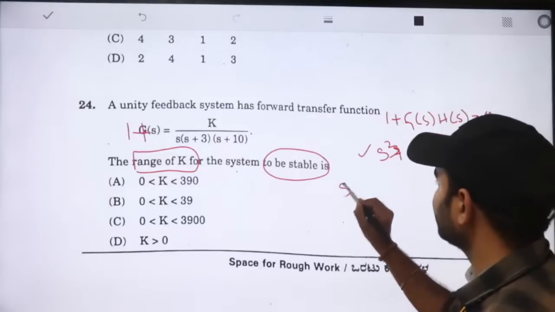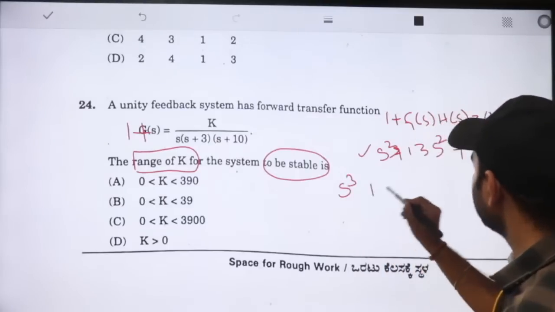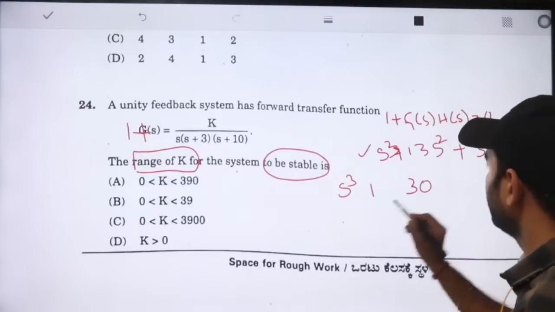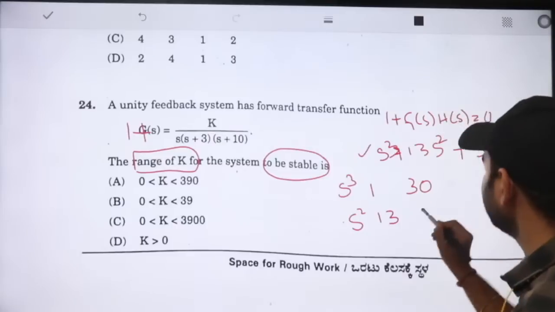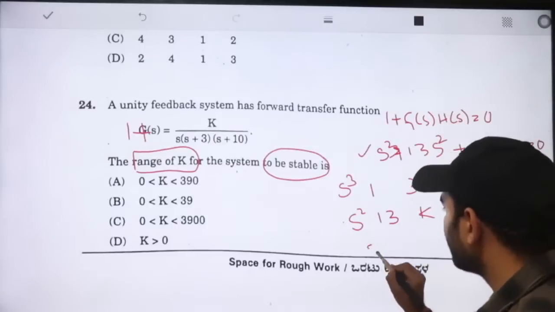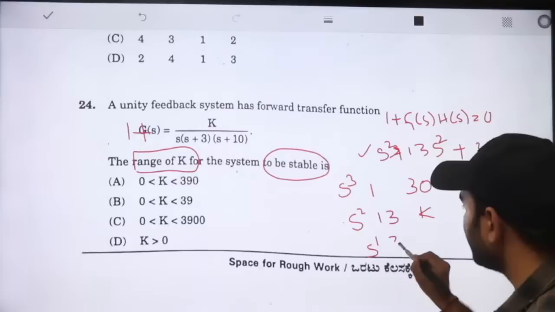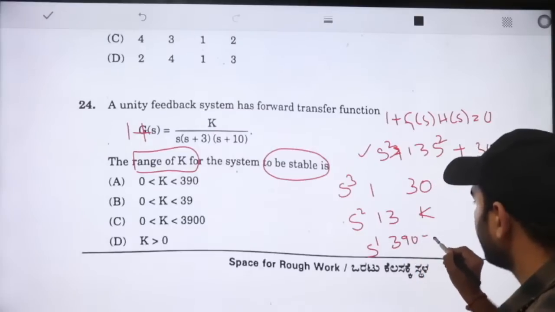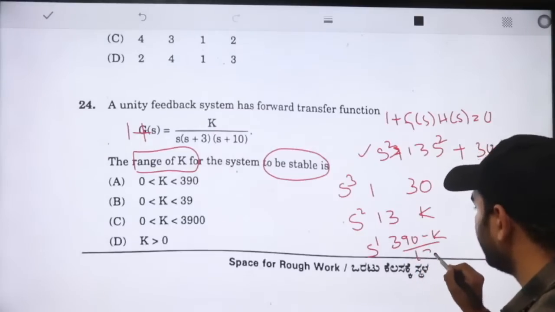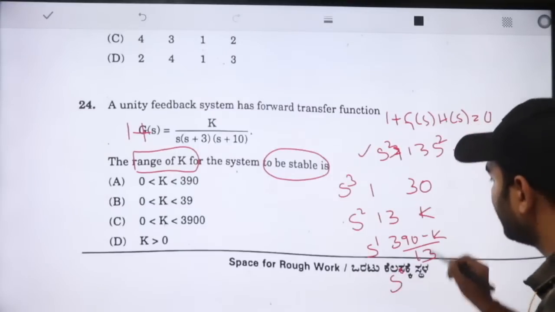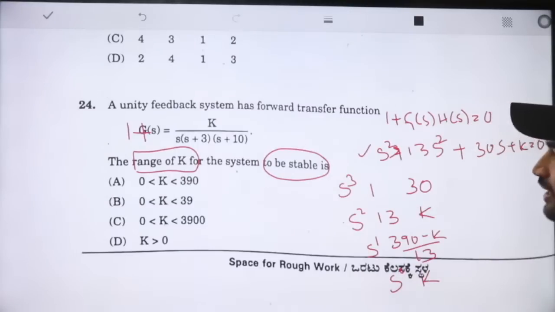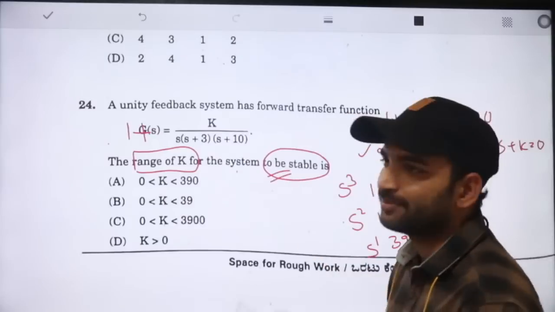So first one is s cube: 1, 30. Next one is s square: 13, k. Next, s to the power of 1 is 390 minus k divided by 13. Next, s to the power of 0 is k. So here they mention the system is stable.